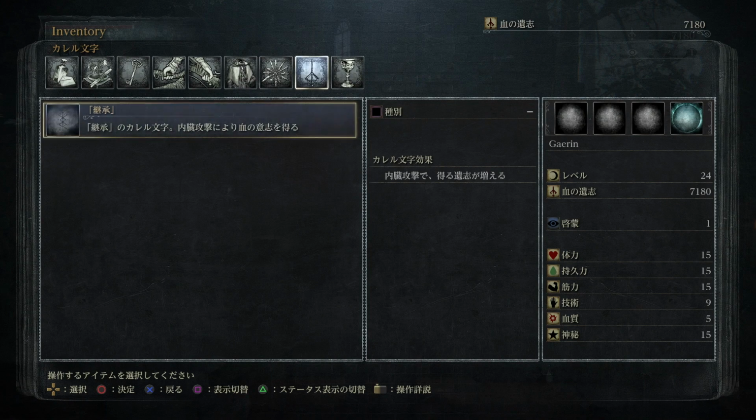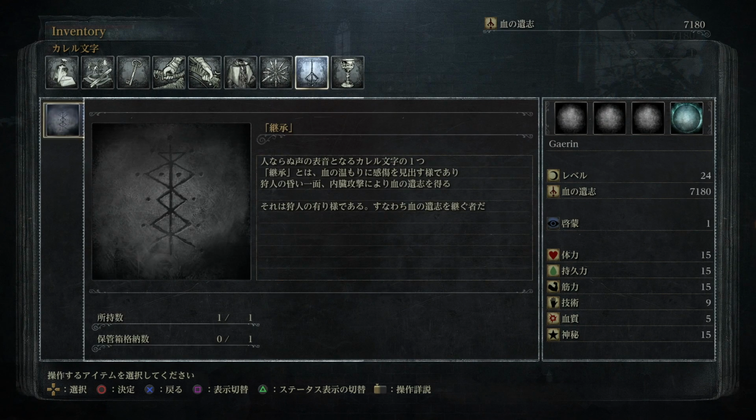Now though, I'd like to switch gears and talk about that rune we picked up. Air, a Carol rune that transcribes inhuman sounds. The air sees sentimentality in the warmth of blood and acknowledges visceral attacks as one of the darker hunter techniques. More blood echoes gained from visceral attacks. Perhaps the air is a hunter who bears the echoing will of those before him. There is a lot to talk about here.